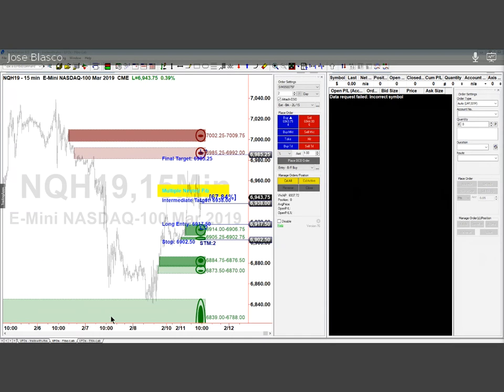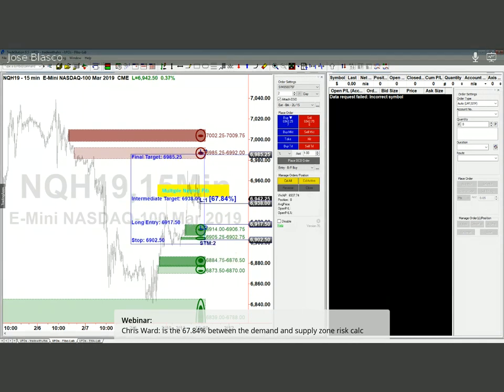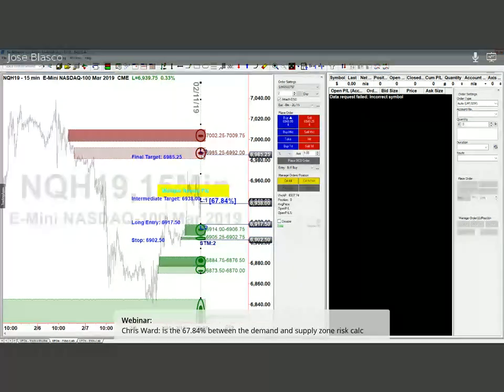Very good question as well from Chris. I'm getting your question on the main screen as well, because it's a very, very important question, Chris. Thanks for that. Chris is talking about the 67.84% here. So what does that mean? Well, this is a calculation that the app does automatically by looking at all the data that you have loaded on your screen. So all the historical data, which in my case, as you know, is 1,500 bars. It could be more, it could be whatever you choose.